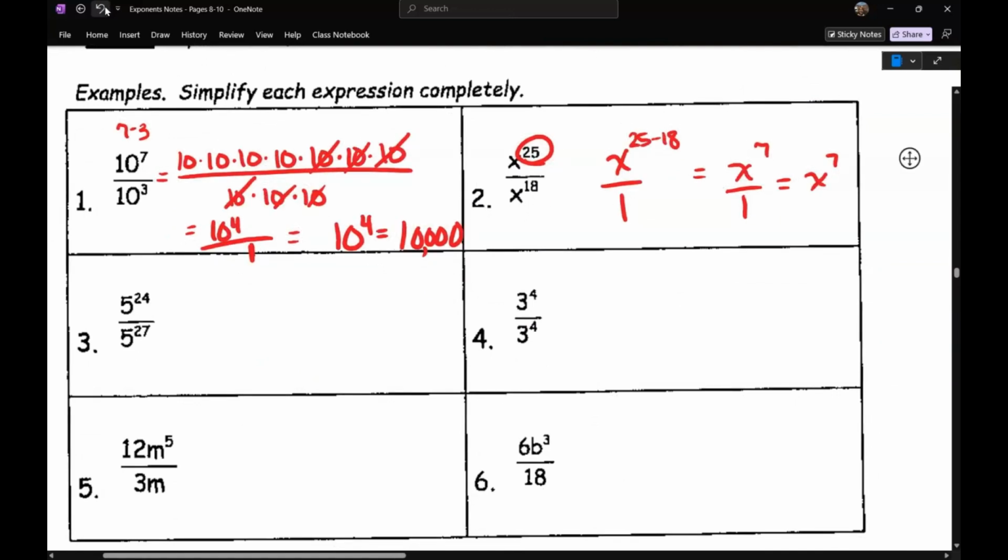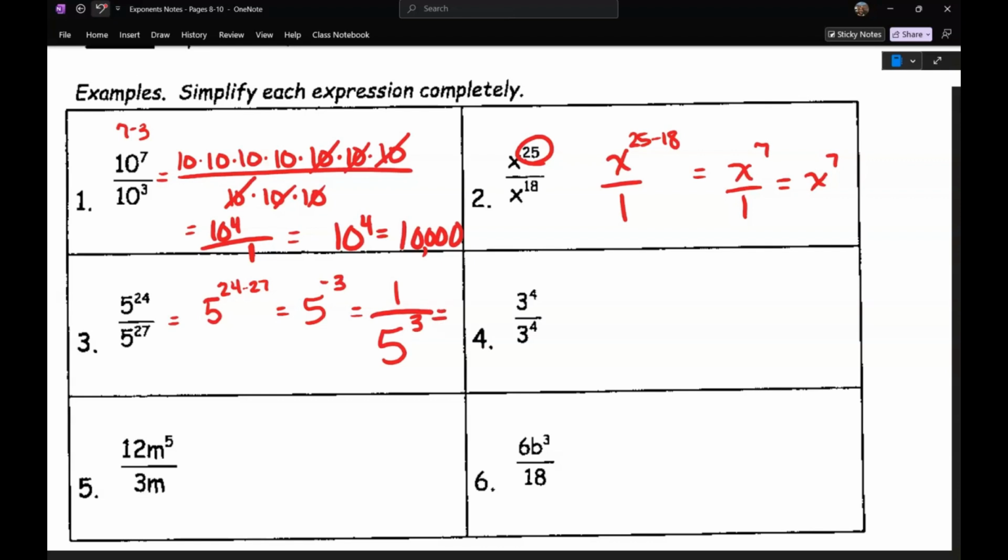All right, number 3. My 5s are definitely heavier in the denominator because there are more in the denominator and there's 3 more. So I'm going to do 5 and then 24 minus 27, which is 5 to the negative 3, or 1 over 5 to the 3rd. I had 3 extra 5s in the denominator, so I can write it with a 1 on top.